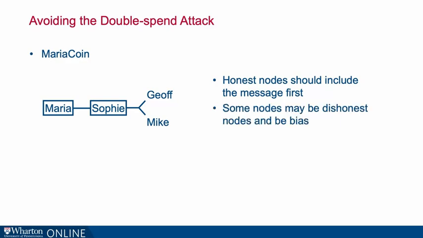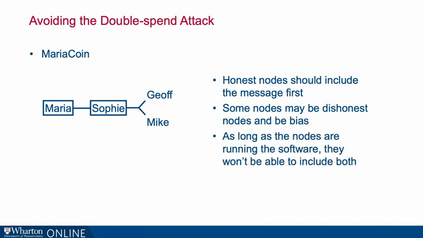Now, some nodes might actually be a friend of Jeff or a friend of Mike, and those nodes will be biased. However, as long as the nodes are running the reference software, they will not be able to include both, because that will not be a chain of valid ownership. Now, it's possible that some node could be completely off the reservation and try and include both, and that's a situation that I'm going to deal with in the next lecture. So for now, assume that the nodes are sufficiently honest that they include one or the other.